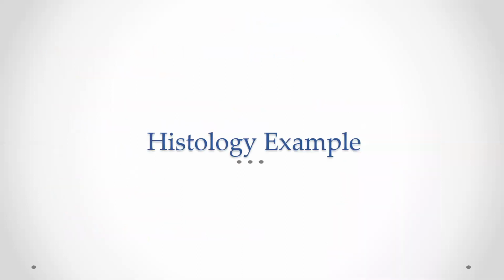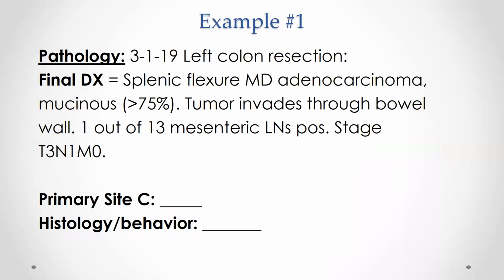Let's do one histology example. So this is a path report from a left colon resection. Its final diagnosis is moderately differentiated adenocarcinoma. Remember that the rules tell us to take the primary site first from the op report and then the path report. However, all we have is a path report, and it does state that it was in the splenic flexure. So we can code this to C18.5.